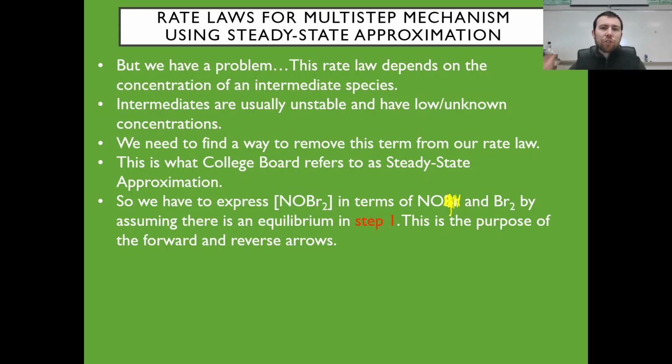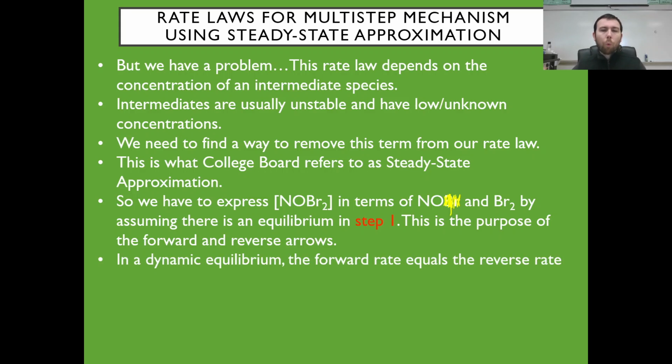We have to assume, well, we don't have to assume because they told us in step 1 that it's at equilibrium. We saw those forward and reverse arrows, and at equilibrium, when you look at it from a rate perspective, it means that the forward rate is equal to the reverse rate. Now, let's be clear here.